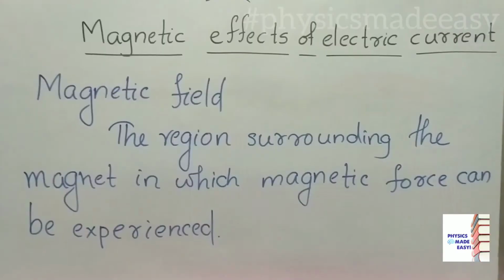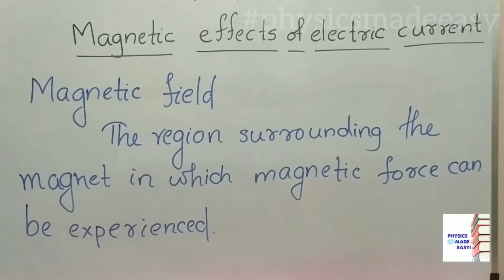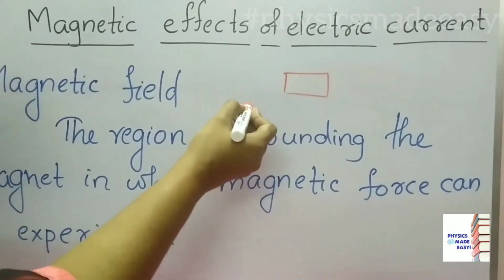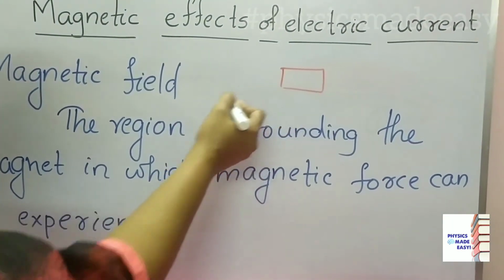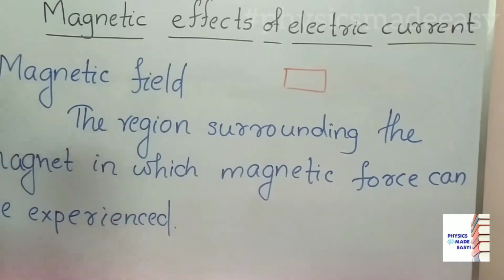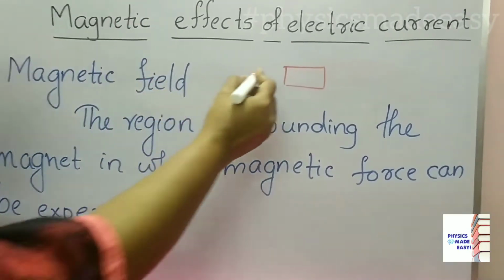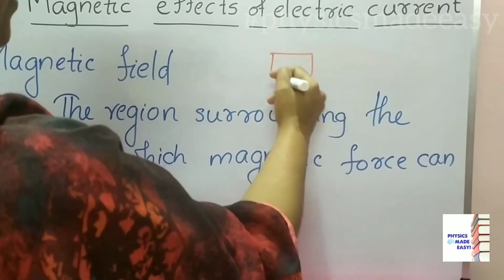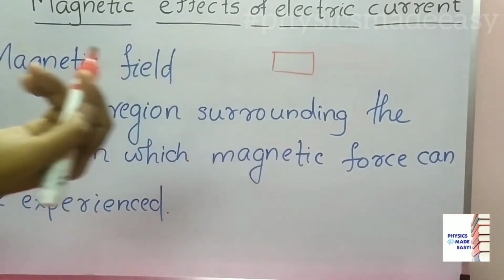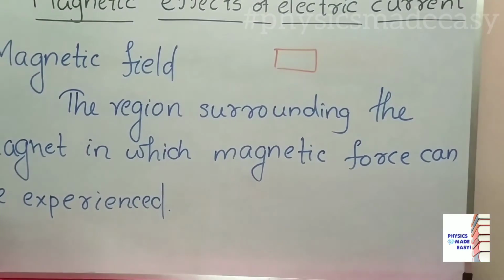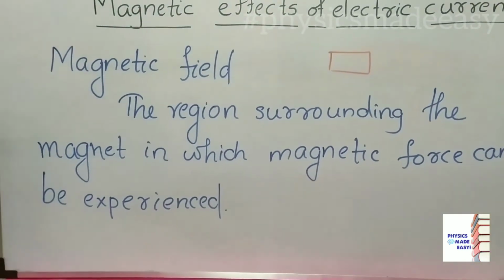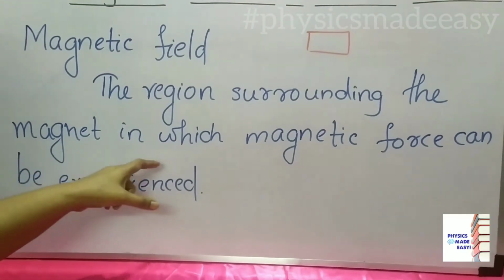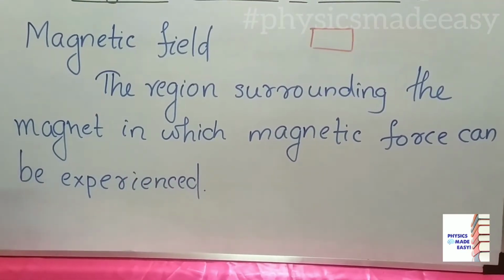Okay. Children, you know if we have a magnet and you place an iron nail or something near to this, what will happen? The magnet will attract that material. If you place that iron nail far away from that magnet, can you see that attraction? No. So here we have to discuss what is a magnetic field. The region surrounding the magnet in which the magnetic force can be experienced.